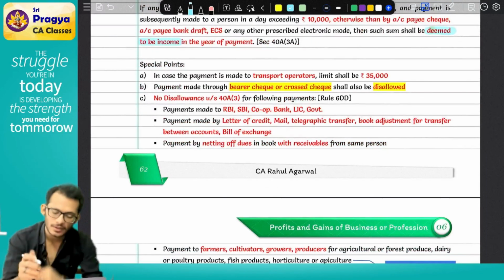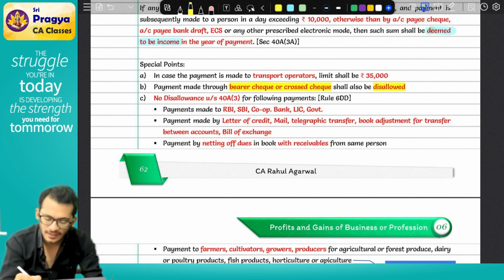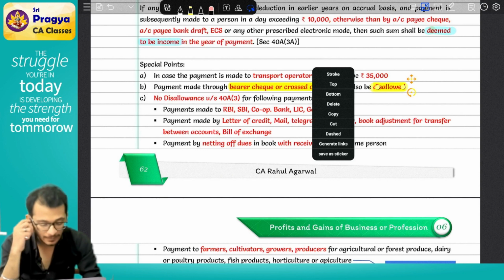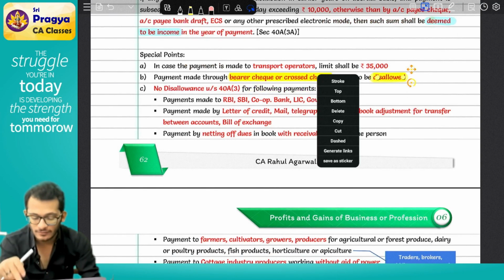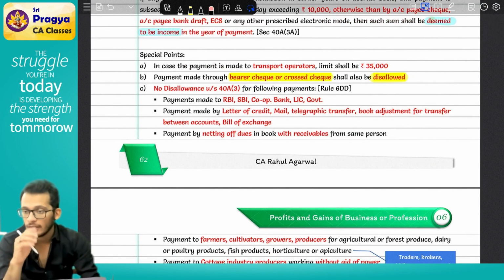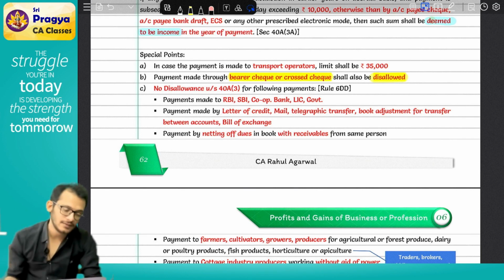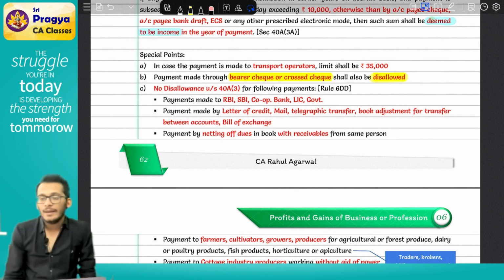Yes. On the bottom, highlight this part. Any payment made by a bearer cheque or crossed cheque will be disallowed. You cannot claim that as a deduction. Yes or no?